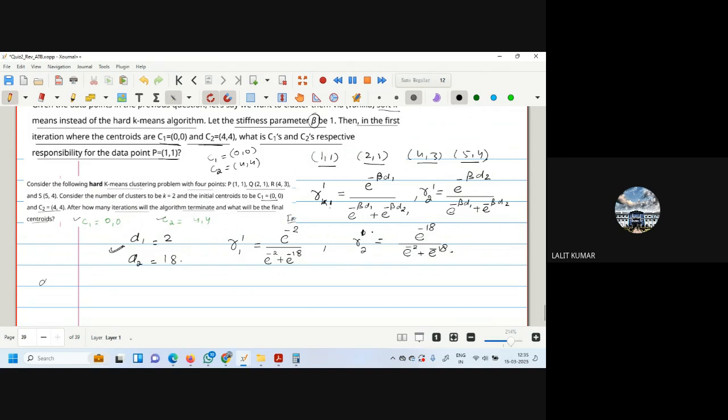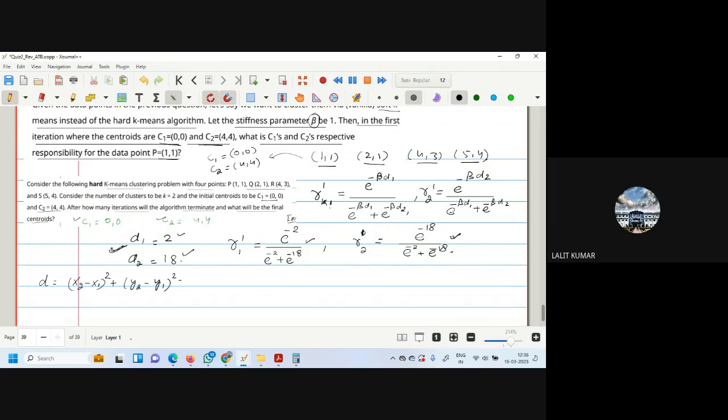You know that distance is equal to (x2 minus x1) square plus (y2 minus y1) square. So you get the distance of the first point to the first cluster is (1 minus 0) square plus (1 minus 0) square, it is 2. Distance with cluster 2 is (4 minus 1) square, which is 9, plus 9, 18. Okay, so you get the responsibility to the first cluster and second cluster, you're just putting it in that equation.